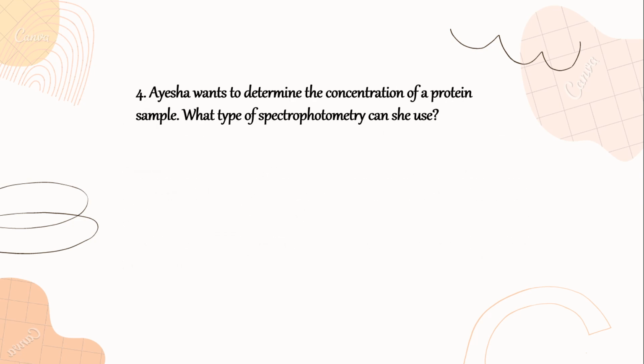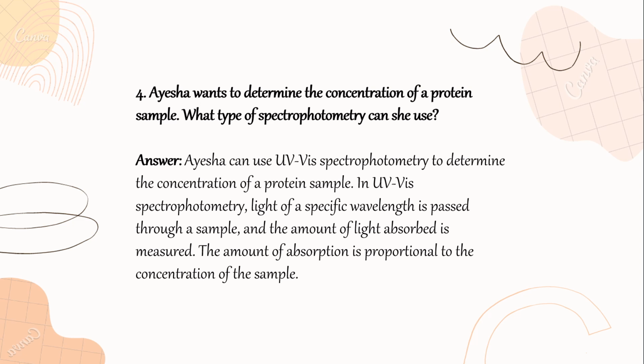Number 4. Aisha wants to determine the concentration of a protein sample. What type of spectrophotometry can she use? The answer to this will be: Aisha can use UV-visible spectrophotometry to determine the concentration of a protein sample. In UV-visible spectrophotometry, light of a specific wavelength is passed through a sample and the amount of light absorbed is measured. The amount of absorption is proportional to the concentration of the sample.